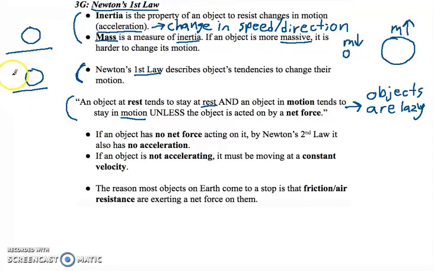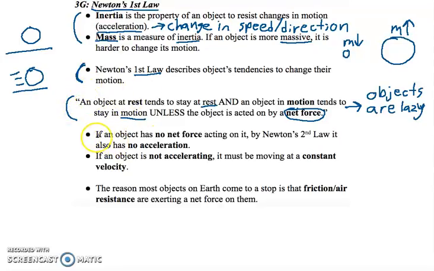If you have a sphere that's moving, it's going to stay moving unless something actually comes along and makes it stop or change direction. So it's saying if there's no net force, if there's nothing forcing an object to change, then it's going to do whatever type of motion it was doing before. If it's at rest, it'll stay at rest. If it's moving, it's going to keep moving in the same direction at the same speed. So that's the official wording of the first law.